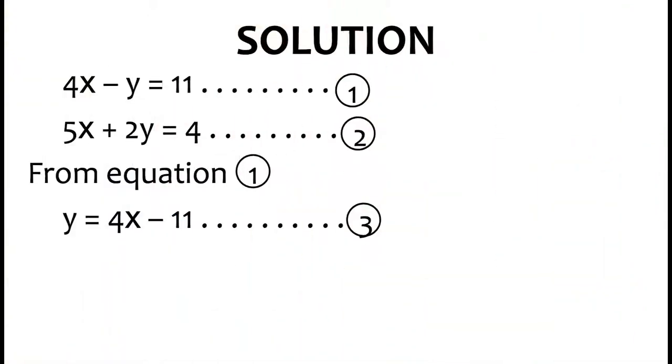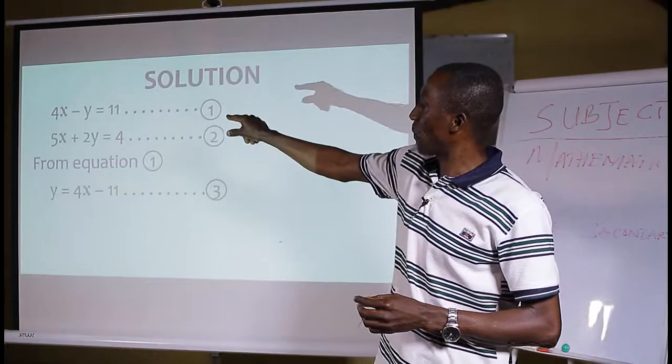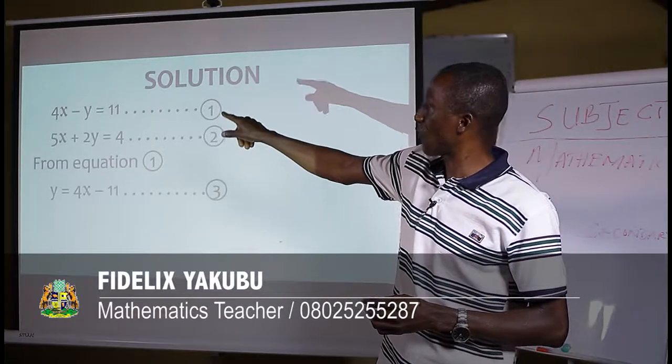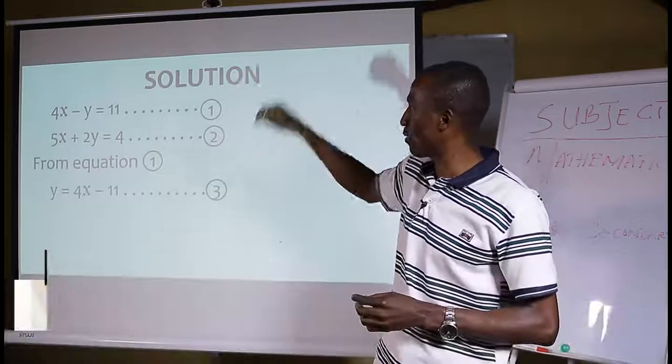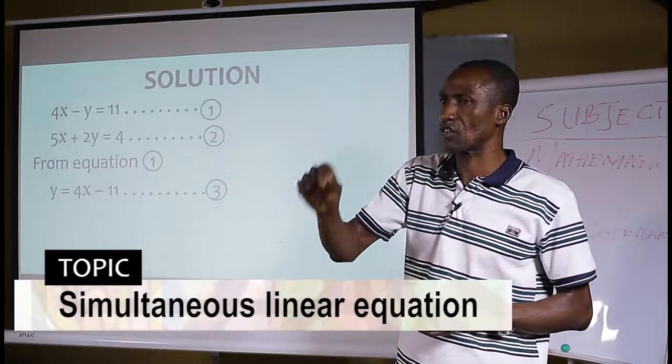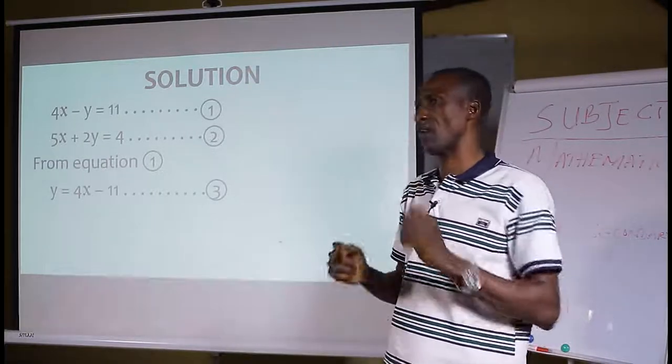Solution. You can now see that in equation 1, the coefficient of x is 4, and the coefficient of y is minus 1. Then in equation 2, the coefficient of x is 5, and the coefficient of y is 2. So by going with the procedures that I have taught you, by considering equation 1, you could see that the coefficient of y is 1. So it's preferable to make y the subject of the formula to simplify your work.